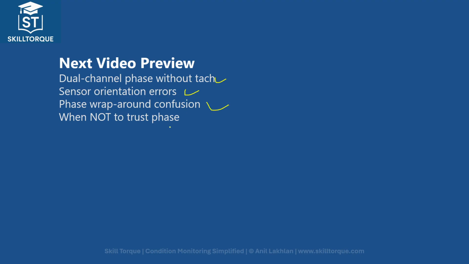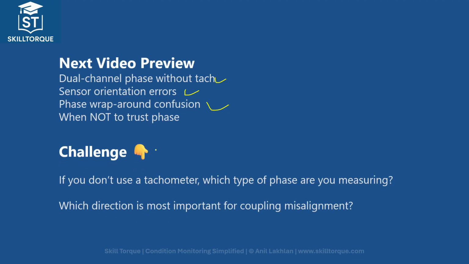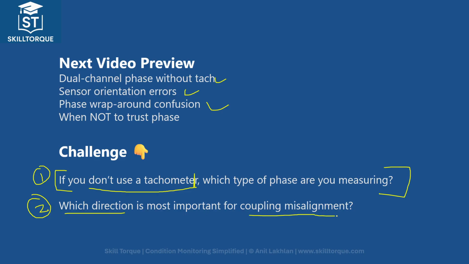Now, at the last, the interesting thing, that is the challenge. Okay, so I will give you two questions today. Please answer in the comment section, right? First question: if you do not use a tachometer, which type of phase are you measuring? Please listen again. If you don't use a tachometer, which type of phase are you measuring? And the second question is, which direction is most important for coupling misalignment? Okay, so these are the two questions.